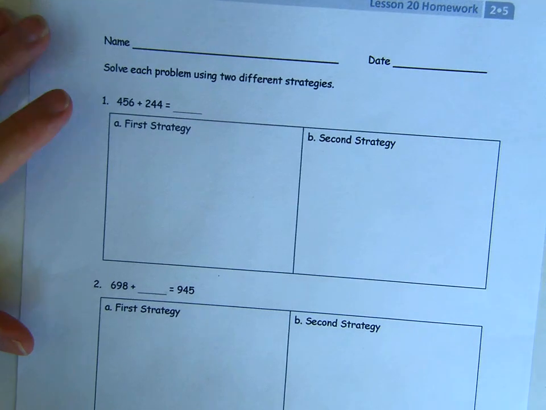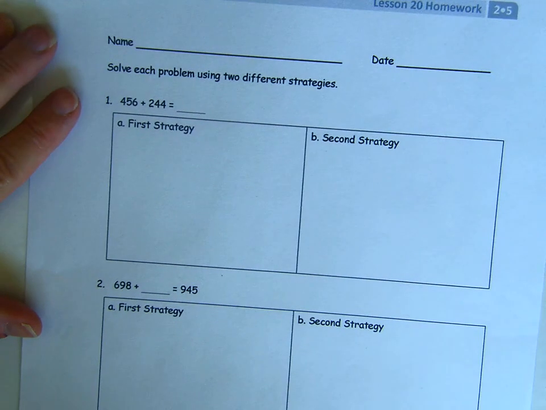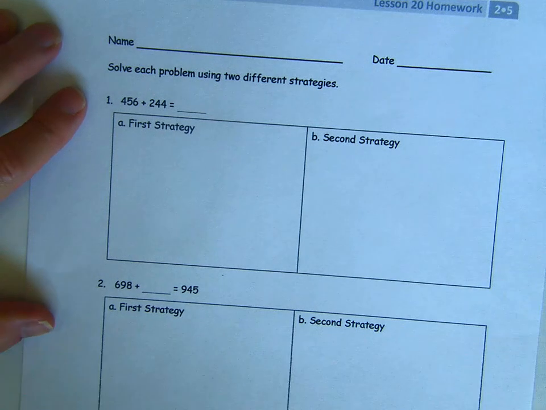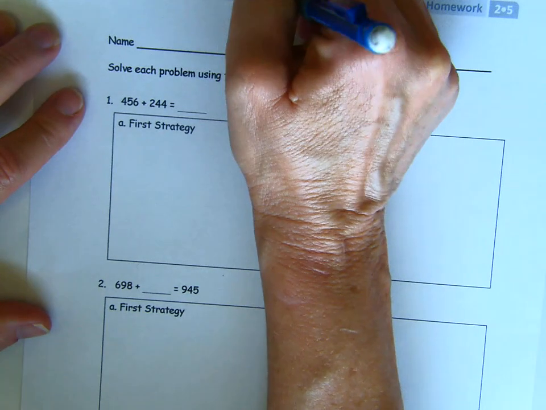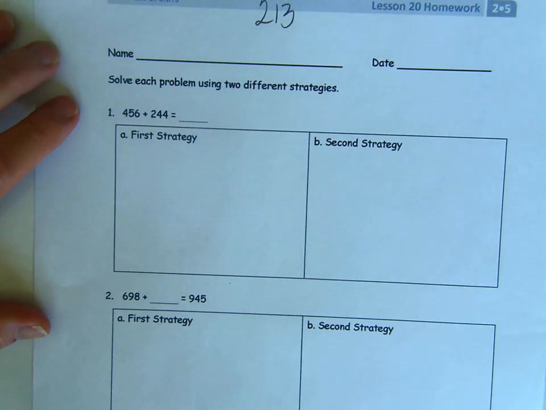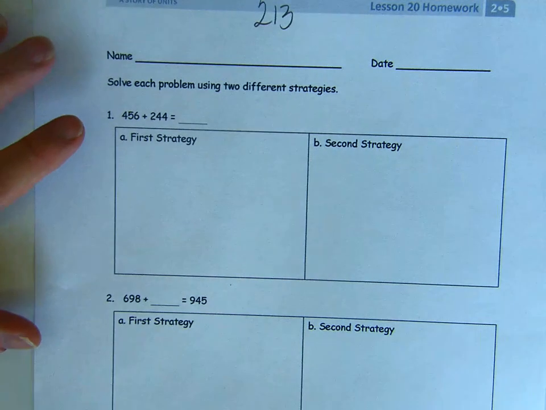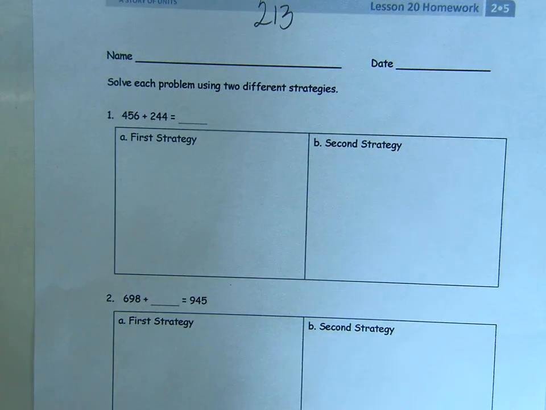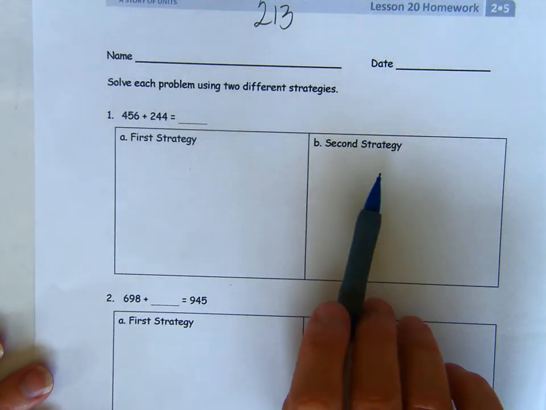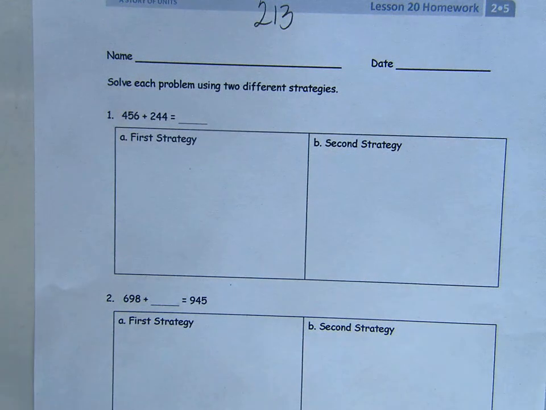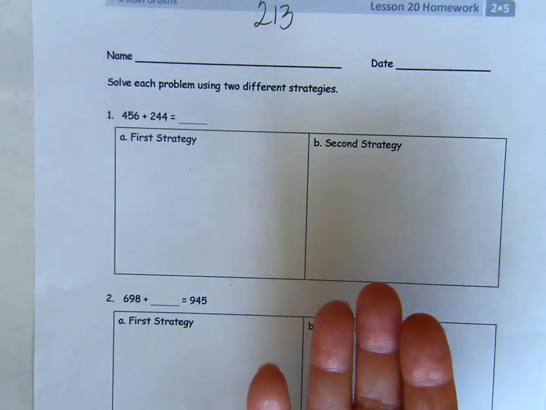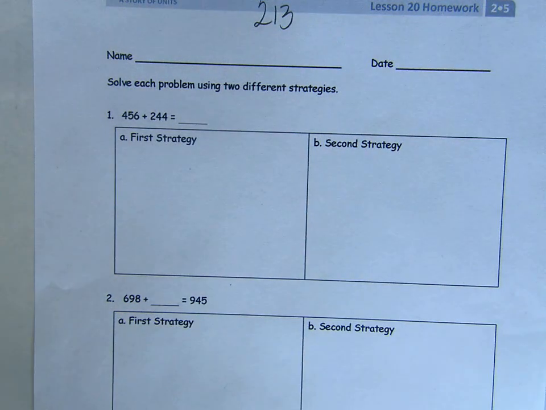Hi everybody, we're on Math Module 5, Lesson 20 homework. This is on page 213 in your Succeed book. What we're doing today is a lot the same as yesterday, only instead of just choosing your favorite strategy and maybe comparing it to mine, you need to show two different ways to solve the problem. On this first page, you get to choose both ways. So, let's get started.